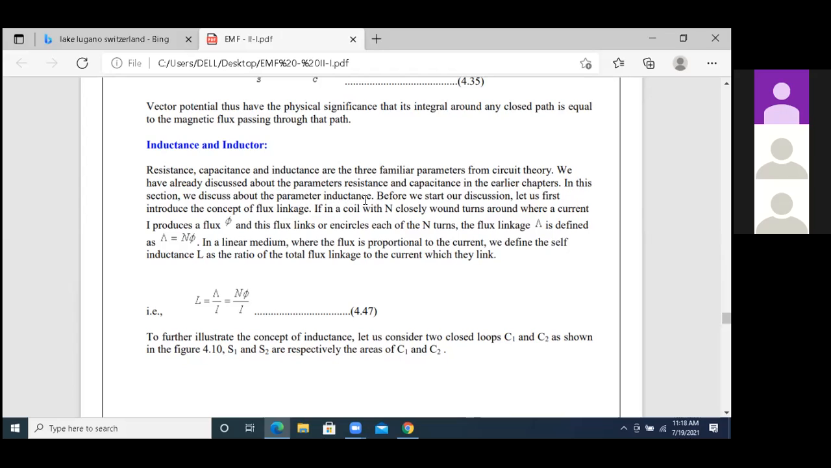If a coil with N closely wound turns has a current I that produces a flux phi, and this flux links or encircles each of the N turns, the flux linkage, let's call it flux linkage, is defined as N phi.